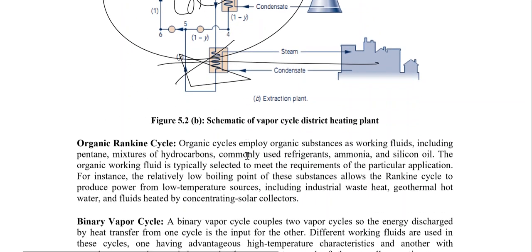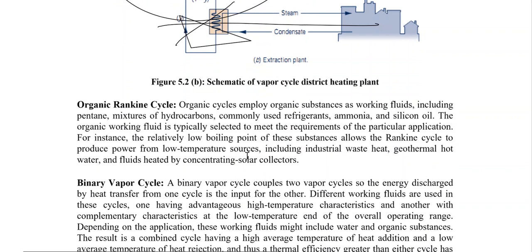Next is the organic Rankine cycle. The organic Rankine cycle is a quite new Rankine cycle, and there is quite a lot of research going on in it. Typically, an organic Rankine cycle uses an organic substance as a working fluid rather than water, and that includes pentane, mixtures of hydrocarbons, refrigerants, ammonia, silicon oil, and so on and so forth.